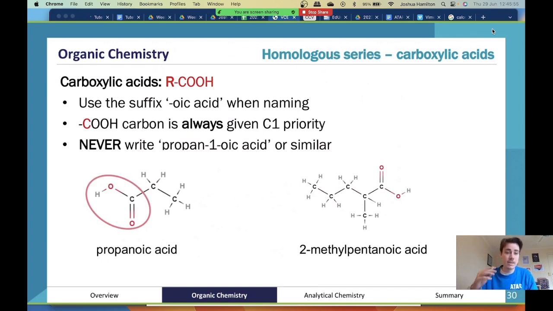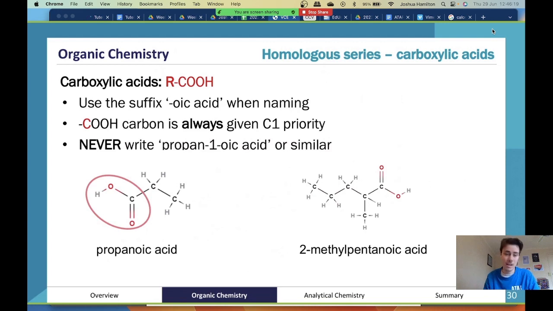Now, carboxylic acids use the suffix -oic acid. These are the most common ones that come up. These are really, really, really important, so please understand these out of today. A carboxylic acid has the suffix -oic acid. It does not have a prefix.